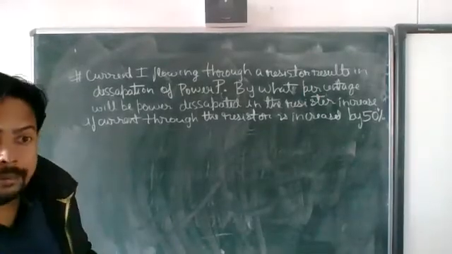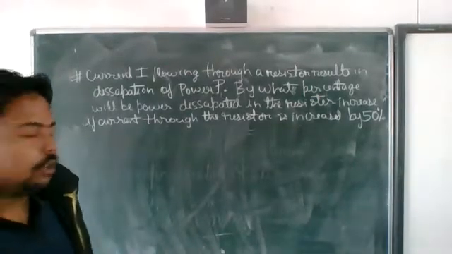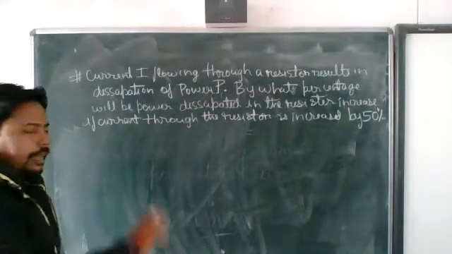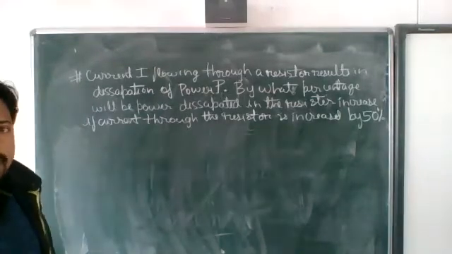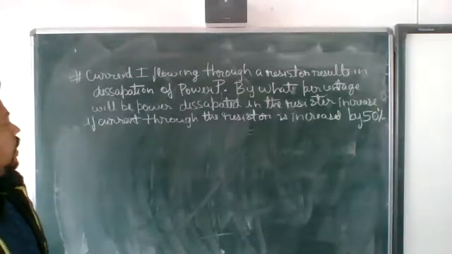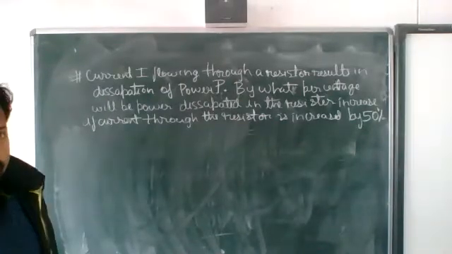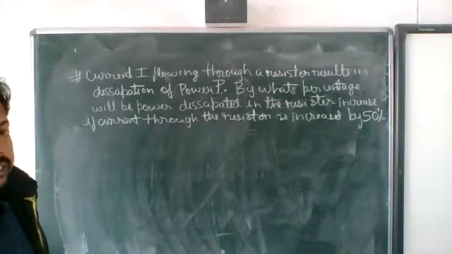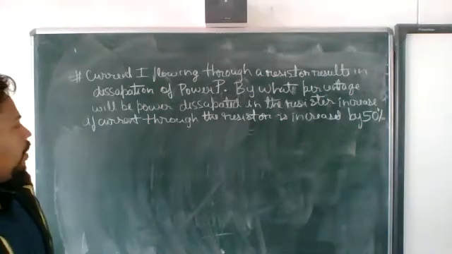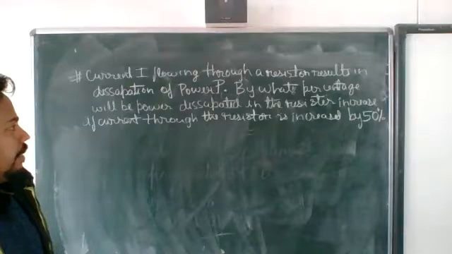So to revise this chapter of electricity, we are solving some good questions. Today I have one question written here. The question says that current I flowing through a resistor results in dissipation of power. That means there is some loss of energy.